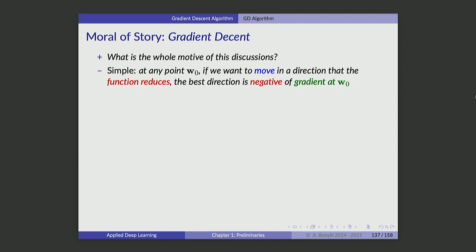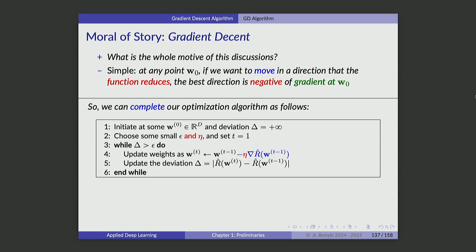So moral of the story, just to wrap up everything. The best way to update at every single point w0 is just to move in the direction where the function reduces maximally, and that is the negative direction of the gradient. So this means that I can write down my algorithm in this form, and this is the most generic form of gradient descent, at the same time the most basic form.